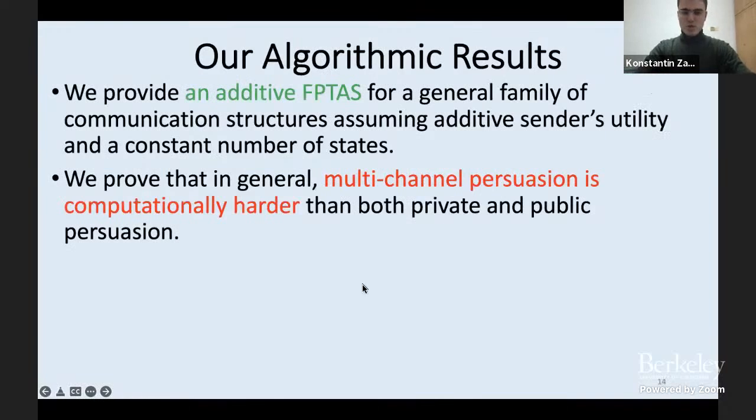We also prove 2 computational results. On the positive side, we provide an additive FPTAS for a natural family of communication structures and additive sender utilities. Here we only focus on a constant number of states because it is known from previous literature that for a general number of states, even public persuasion, even assuming additive sender utility, is hard to approximate. On the negative side, we provide a general family of sender utilities for which both private and public persuasion are computationally tractable, but general multi-channel persuasion is NP-hard.